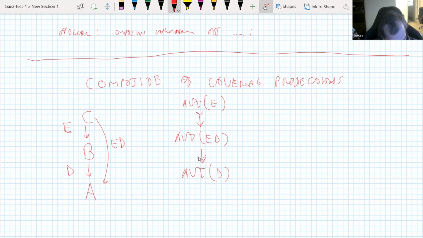That's supposed to be a picture of a short exact sequence. I guess other people write it a little bit differently, but I already ran out of room to put the little 0 at the top. So maybe I'll just write it this way. That's a picture of a short exact sequence.